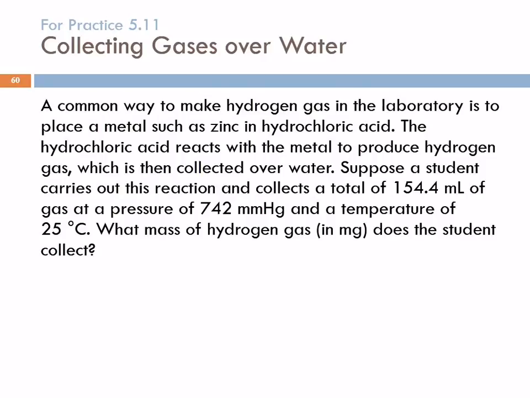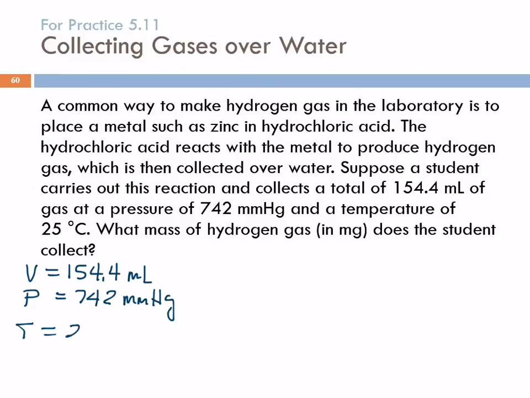So many words. Well, let's identify what the numbers mean. I've got a volume of 154.4 milliliters. I have a pressure of 742 millimeters of mercury, and I have a temperature of 25 degrees Celsius. Can I take these numbers and just plug them into the ideal gas law? No, not quite. Why?